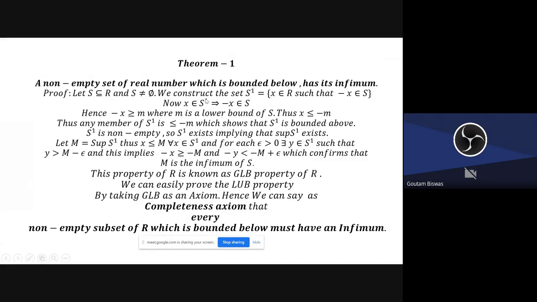Now this is the bounded below set. So you must remember the completeness axiom. Sometimes it is called the order completeness axiom.